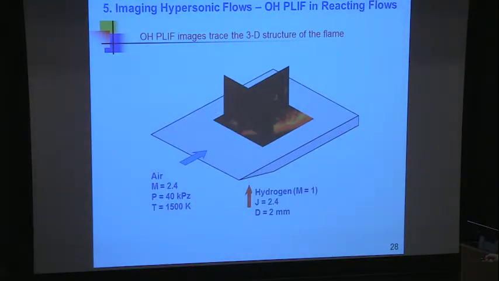Okay, looks like it may play. So this took a lot of work. We had to repeat these experiments over and over and over. But he could build up a 3D picture of this thing.